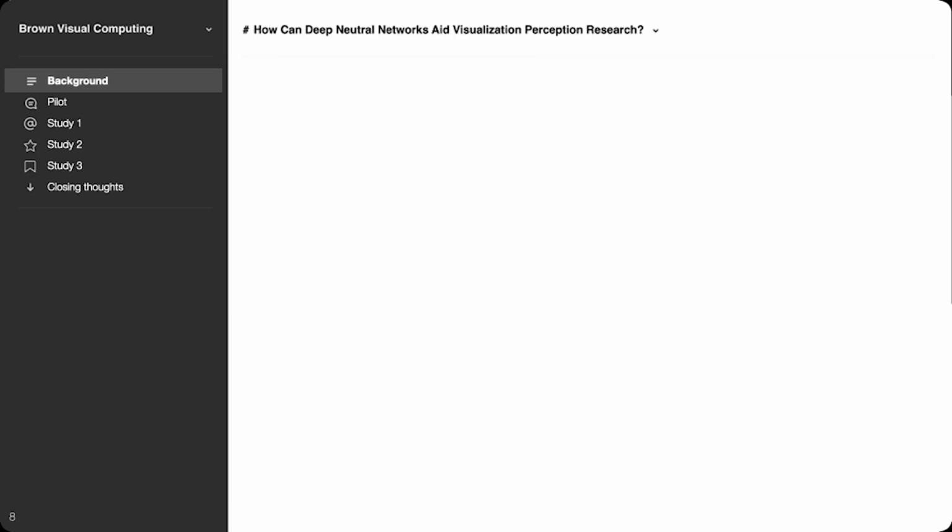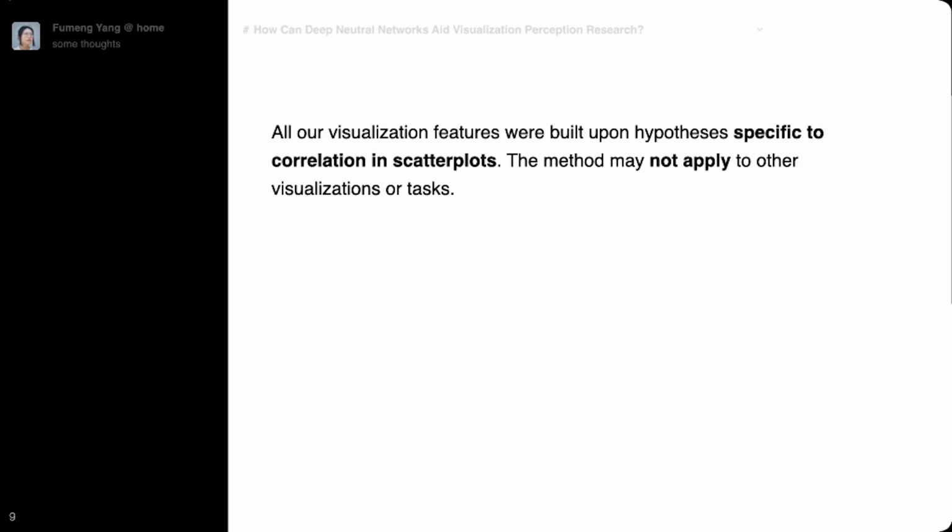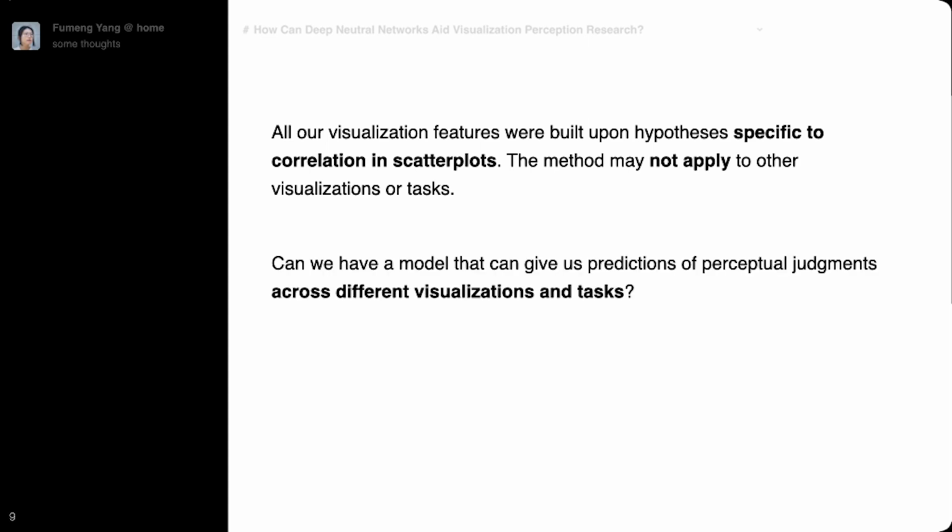Like many other people, I was locked at home and therefore had more time to think. This topic often came back to my mind during that time because I had a feeling that we did not solve the problem. First, all our visualization features were built upon hypotheses specific to correlation in scatter plots. This method may not apply to other tasks or visualizations. Suppose it does. As long as we change the scatter plot slightly, we have to recollect new human judgments data.